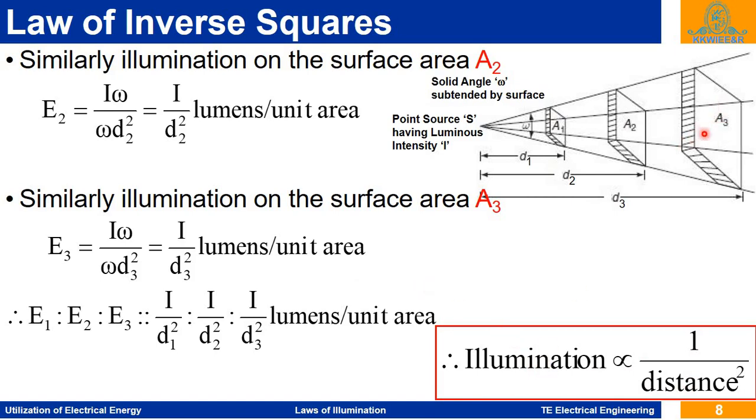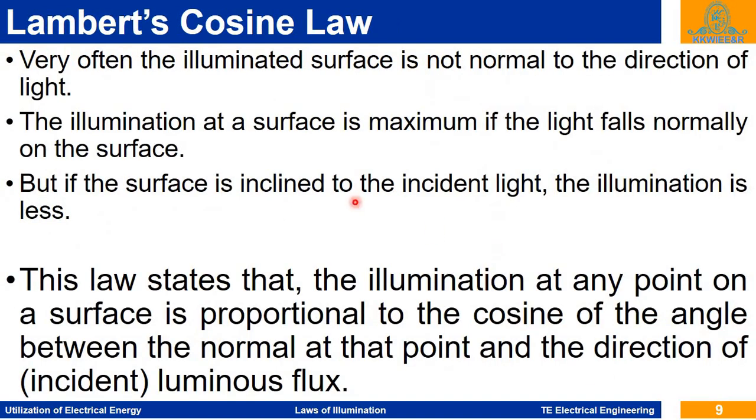So illumination at this surface A3 is 1 upon D3 square. At A2, 1 upon D2 square. At A1, 1 upon D1 square. So the illumination at the surfaces is inversely proportional to distance square.